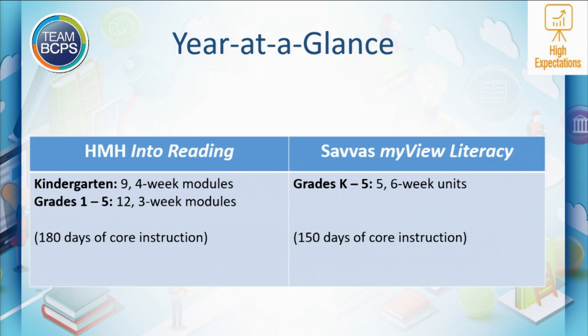Savvas MyView Literacy, their structure is the same K-5. You're going to see 6-week units, and there's 5 of them, and that equals 150 days of instruction. And the reason it isn't 180 is they have book clubs where they build in time for students to read novels, and so that's where you would get to your 180 days of instruction. Next slide.